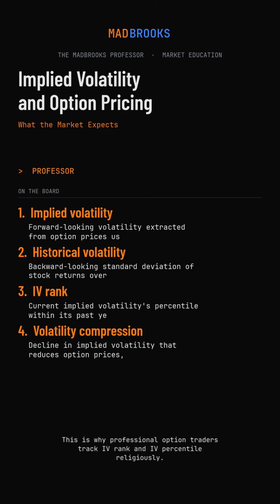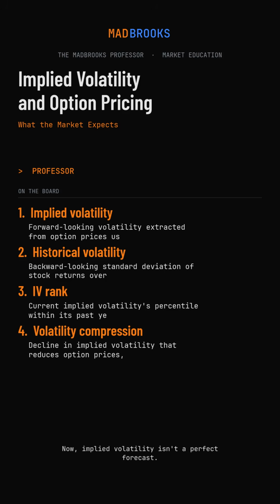This is why professional option traders track IV rank and IV percentile religiously. They're not guessing whether volatility feels high or low. They're measuring it against its range and deploying strategies that profit from mean reversion. Implied volatility is mean reverting. It spikes during uncertainty and fear, then contracts as the market calms. It doesn't stay pinned at extremes. If you sell when it's stretched and buy when it's compressed, you're positioning yourself on the right side of that reversion.